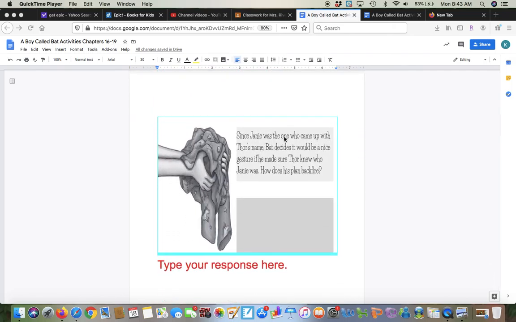So it says, since Janie was the one who came up with Thor's name, Bat decides it would be a nice gesture if he made sure Thor knew who Janie was. How does his plan backfire? So, if you're not sure what that question means, it just means like if his plan backfired, that means it didn't go right. So, he planned to do something nice for her with the pajama shirt, if you remember reading about that. And she didn't react the way he thought she was going to react. He thought he was doing something really nice for her, and she was not happy about it.